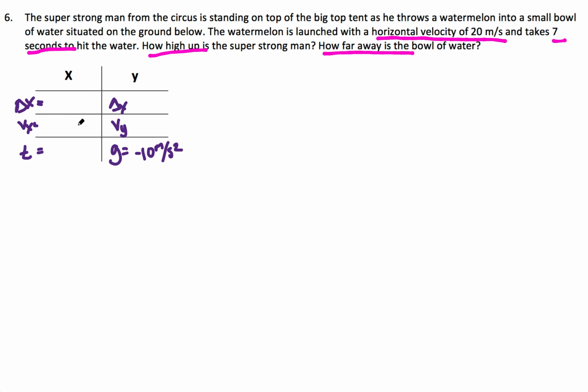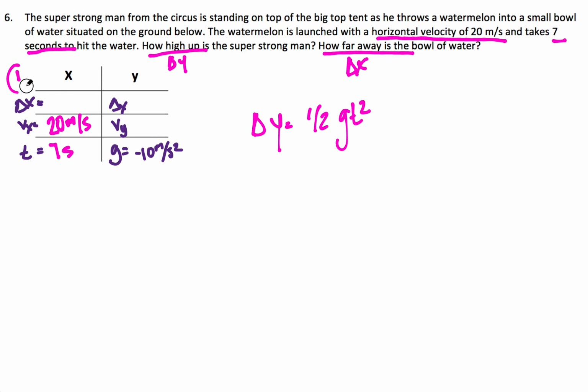So we know two things. We know that our horizontal velocity in the x direction is 20 meters per second, and we have time of 7 seconds, which is awesome because, well, time is that golden value that you kind of want. And it's asking us to solve for delta y, how high up, and how far away, delta x. So delta y is equal to 1/2 g t squared. So remember, our first step was to fill in our list of knowns and unknowns. We know these three things here. I already started with the gravity.